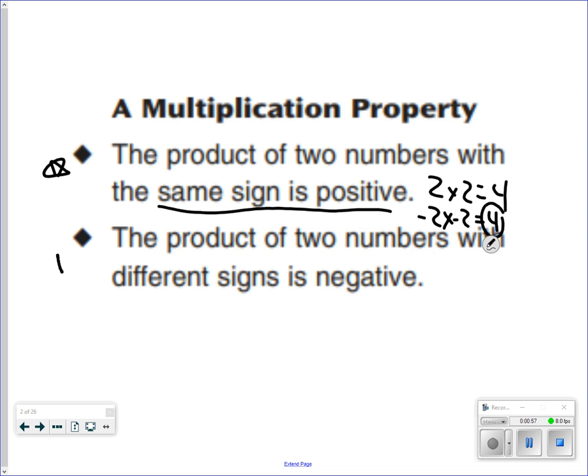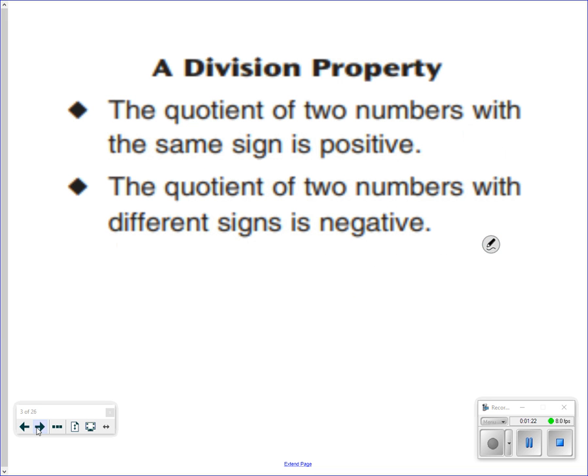But down below in this next rule, it says the product of two numbers with different signs is negative. So I have a negative 2 times a 2. My answer is going to be a negative 4. So I have a negative number and I have a positive number. When I'm adding, it kind of cancels each other out, right? But here, when I'm multiplying, I get a negative. The same rule goes for division, the exact same rules. When I divide two numbers, I get a positive if they have the same sign. And if they have different signs, I get a negative.